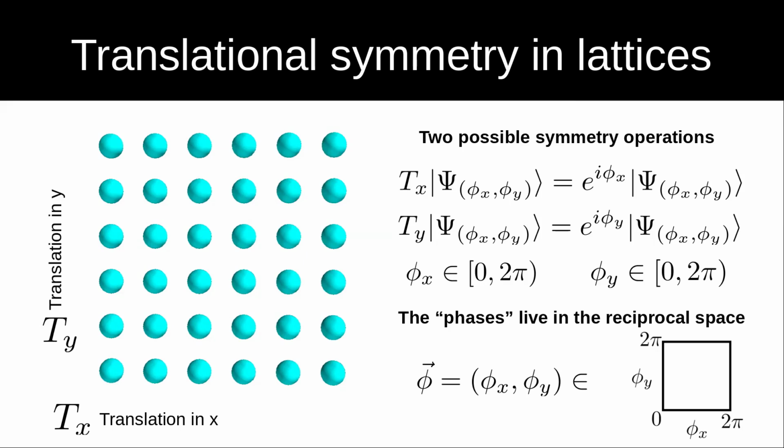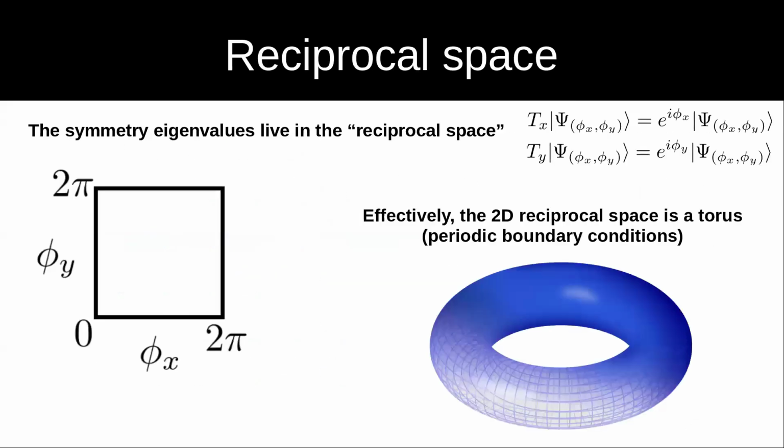So your wave function is going to pick a phase when you apply one of the symmetries, for example, translation in x, and your wave function is going to pick another phase when you apply the other symmetry, for example, translation in y. So effectively, your phases are going to live in a two-dimensional space, so a two-dimensional square that goes from 0 to 2 pi for phi x and 0 to 2 pi for phi y. And this two-dimensional space is what is called the Brillouin zone. So when you think about the Brillouin zone in actual crystals, what you are actually thinking about are the symmetry eigenvalues of the symmetry operators.